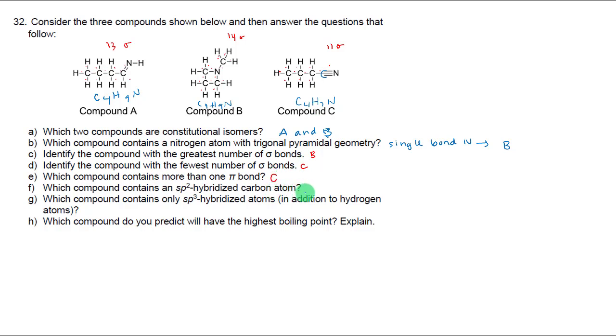Which compound has an sp2 hybridized carbon? That would be A. Which compound has only sp3 hybridized atoms? This would be B. And the one with the highest boiling point is the one that is capable of the most hydrogen bonds, which would be A. B does not have H's on the nitrogen, so that can't hydrogen bond. And then C has a nitrile, that carbon triple bond nitrogen, but there's no hydrogens there, so that cannot hydrogen bond either.